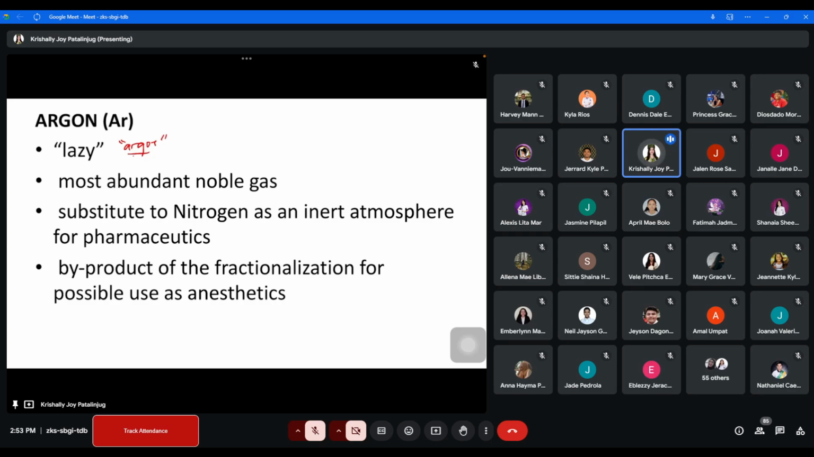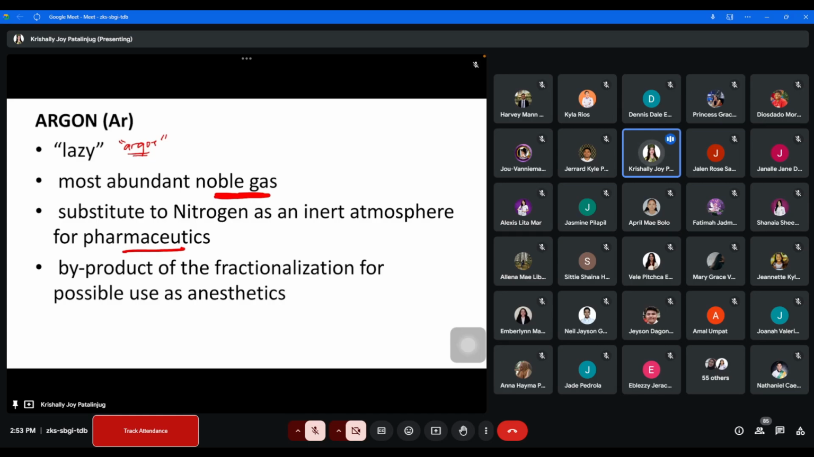Most abundant noble gas in the atmosphere. Okay? Kung mga noble gases ba, ang pinaka-abundant among them sa group 8A in the atmosphere is si argon. It could be a substitute to nitrogen. As an inert atmosphere siya para sa mga oxidizable pharmaceutics.